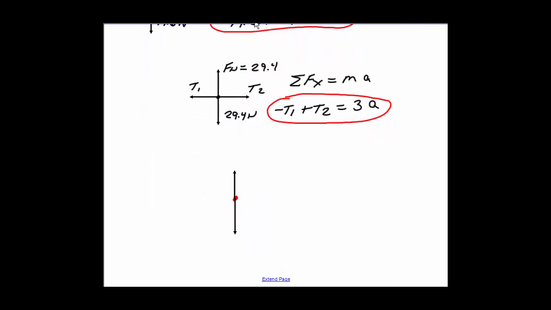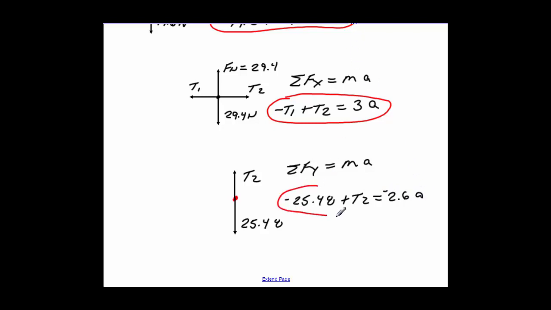Alright, so we come down here, we'll do 2.6 times 9.8. That's going to give me 25.48 coming down. We'll have T2 coming this way, and now we do summation of forces in the y direction equal to mass times acceleration. We get minus 25.48 plus T2 is equal to, and we said this object is going to accelerate down, with a mass of 2.6, so it's going to be 2.6 negative times a.